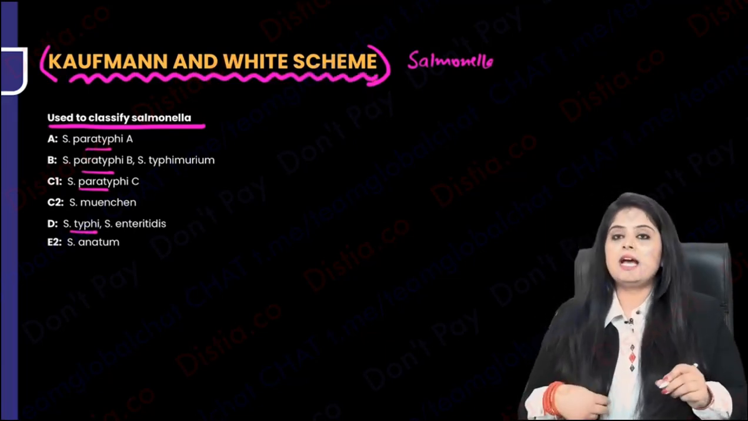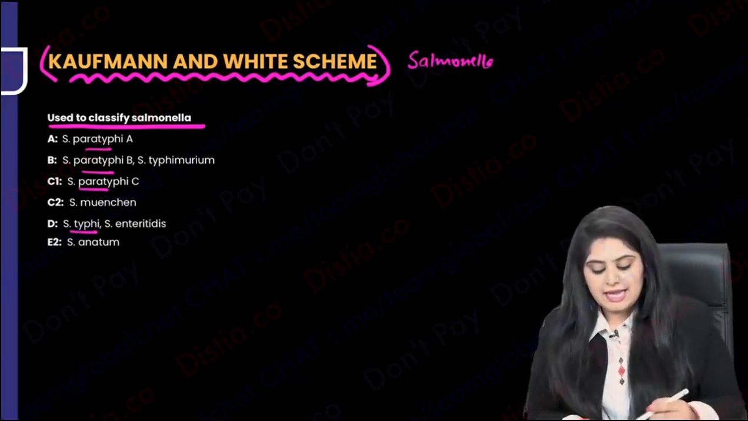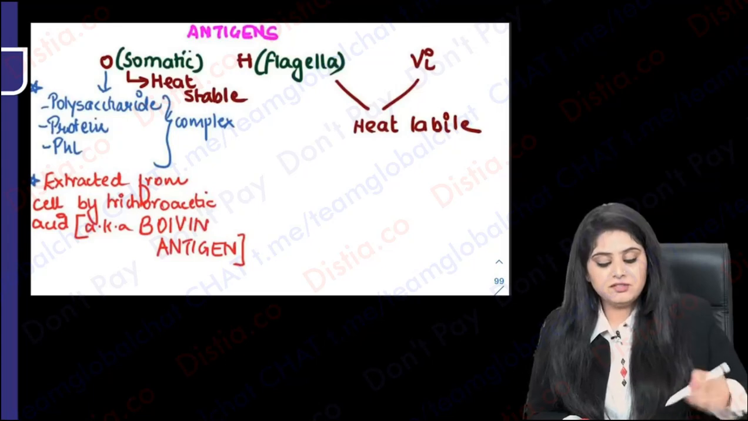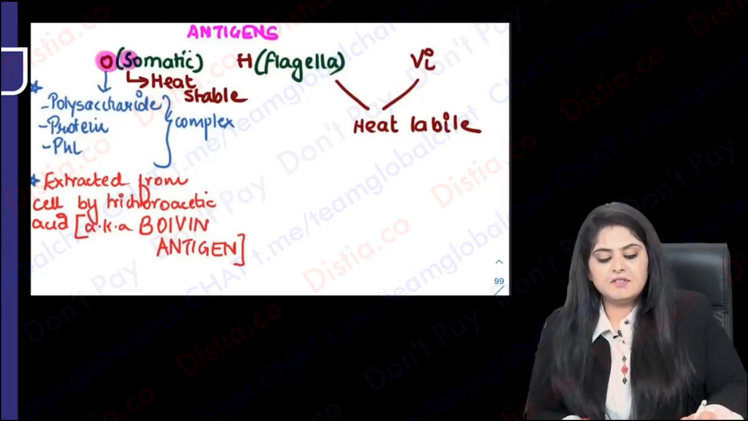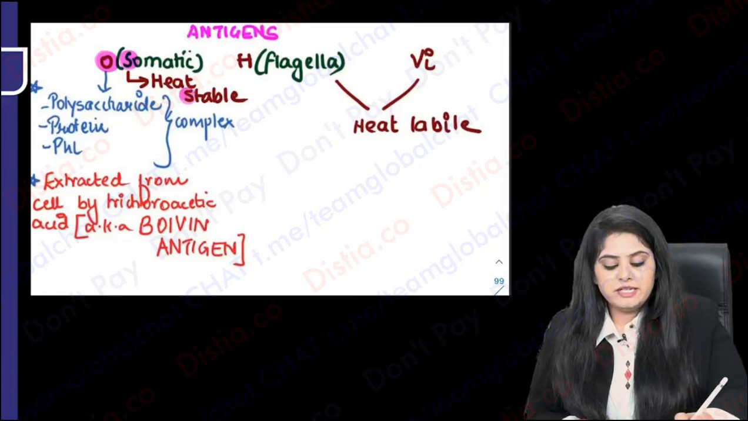So before I begin, I can definitely see that there are some antigens that I need to play around, and I have tried to make those antigens into a little bit of a flow chart for all of you so that it's easier. So please note, there is something called an O antigen, which is somatic. Everyone knows that's in the cell wall, na? So that is going to be heat stable.